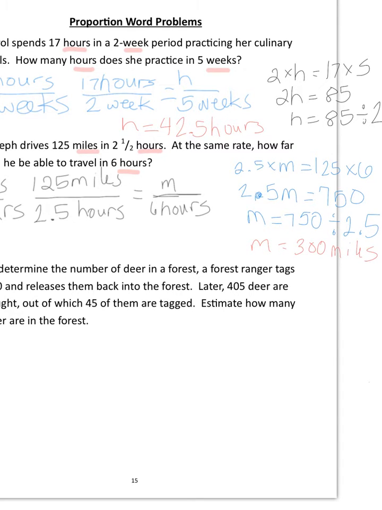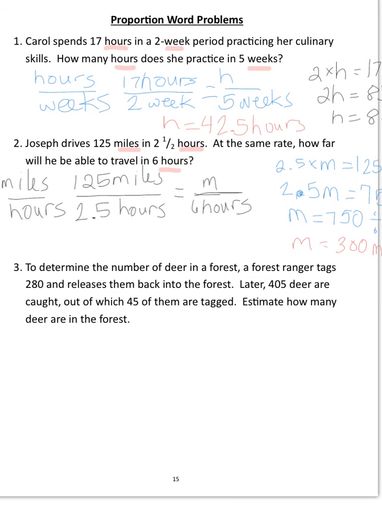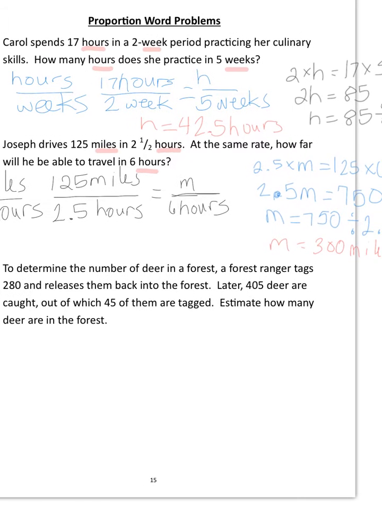We need to include our units. We know it's going to be miles because our variable is m. It's located in the miles part of the ratio. And now we need to say, is 300 miles an answer to how far he can travel? The answer is yes. So our answer is 300 miles.